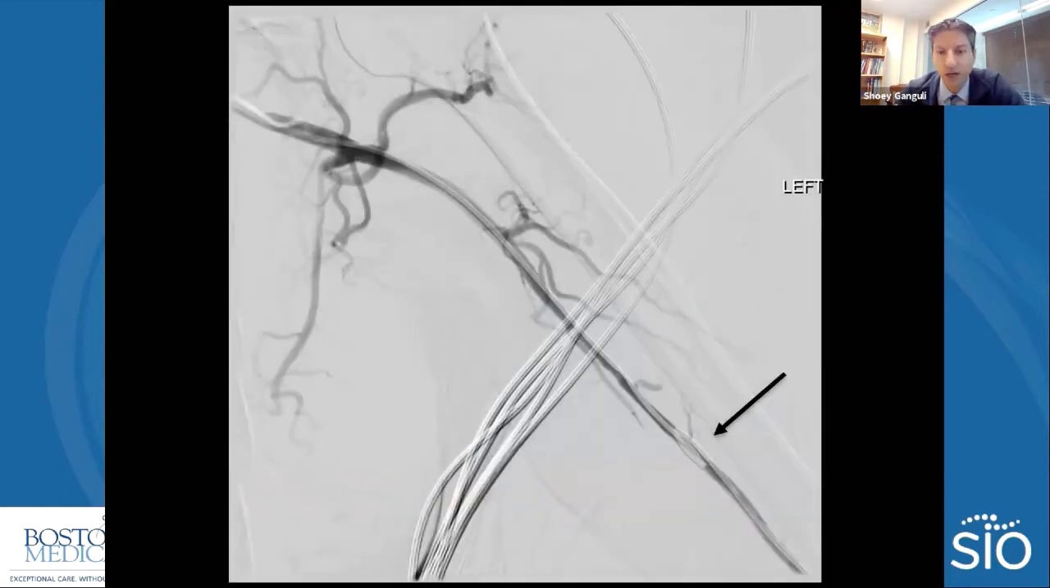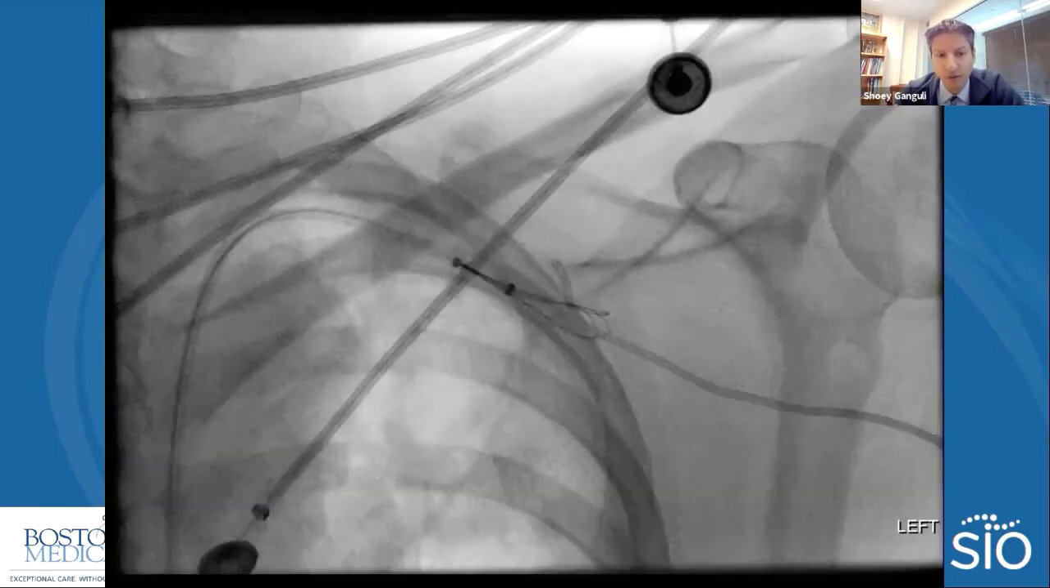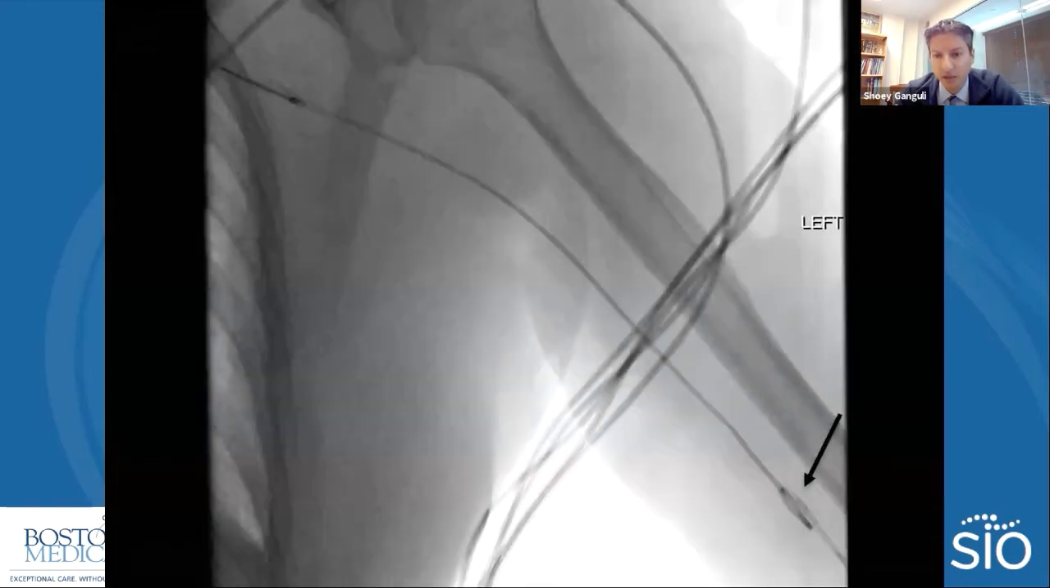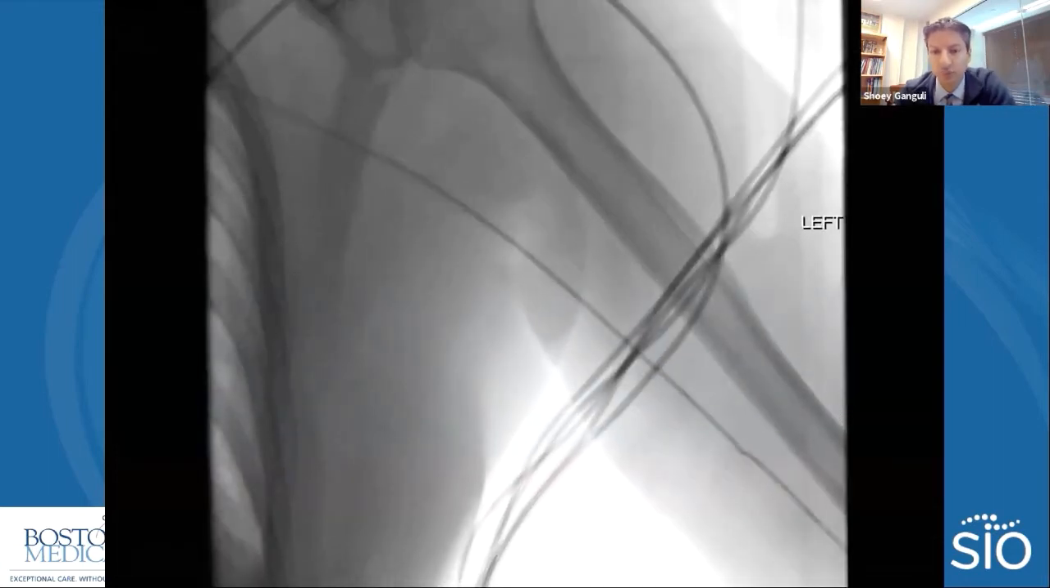So what I ended up doing, I tried to pull this catheter out, and it wouldn't reduce, and the patient started having pain. You can see it's here in the brachial artery. How we got it out is we got femoral access, got a snare up, and then grabbed the catheter, and then we were able to reduce that loop and pull it out.